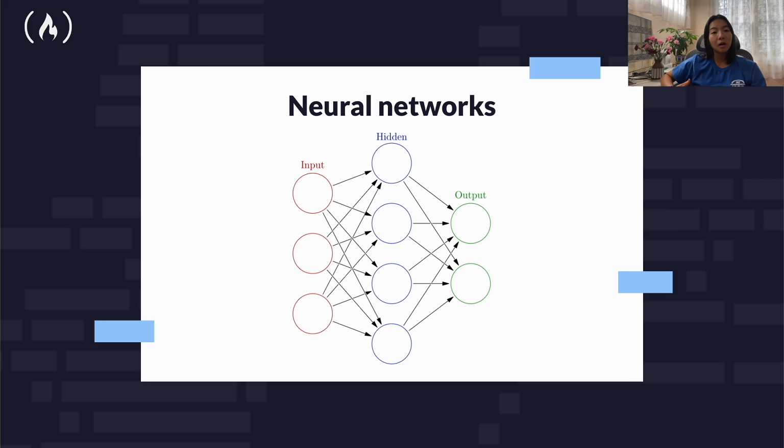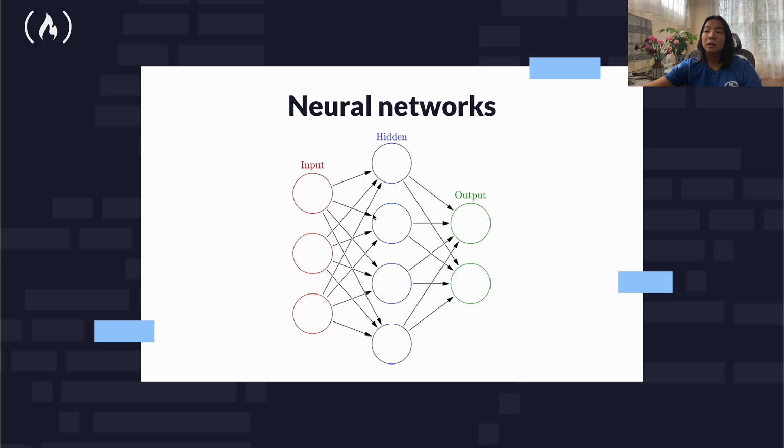Now, the final type of model that I wanted to talk about is known as a neural net or neural network. And neural nets look something like this. So you have an input layer. This is where all your features would go. And they have all these arrows pointing to some sort of hidden layer, and then all these arrows point to some sort of output layer. So what does all of this mean?